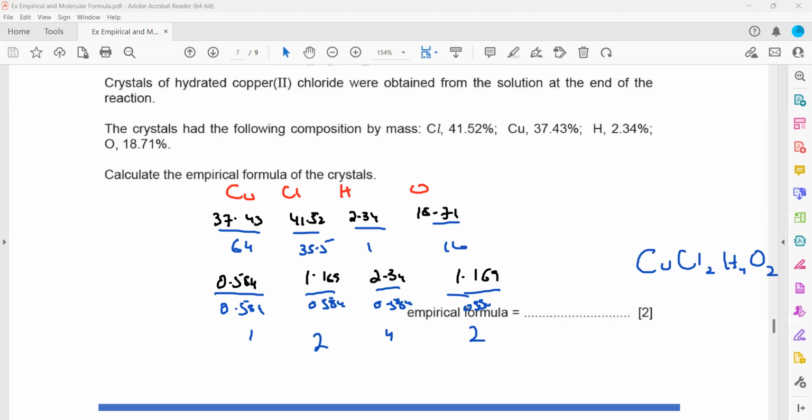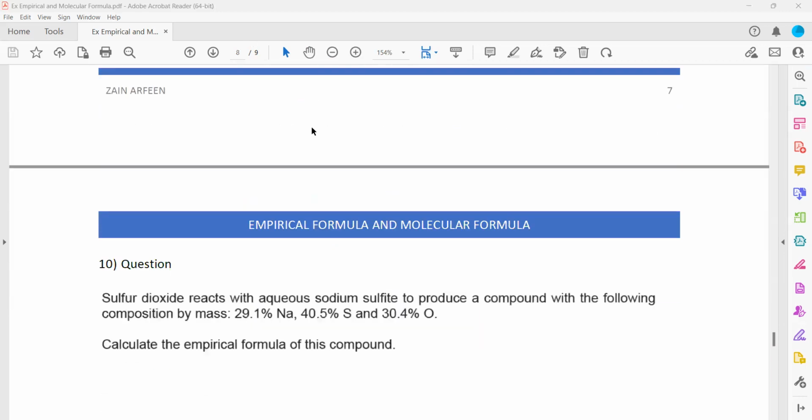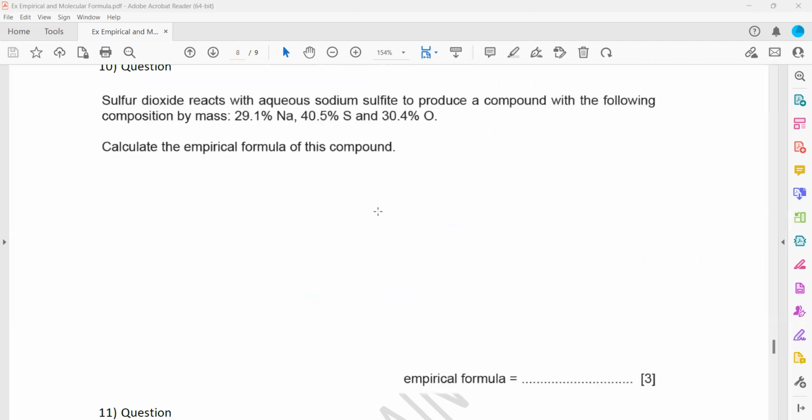So it's the same way we work out. We divide by atomic mass, then we divide by the smallest value, and then we make the simplest ratio in whole numbers.